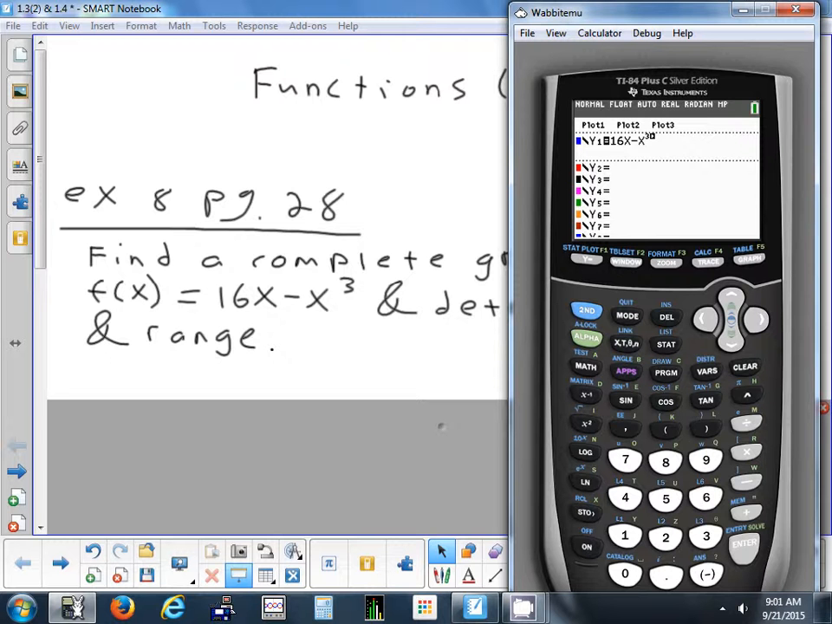Next thing is, I would start with zoom 6. That's going to give you that standard window from -10 to 10. And if anything's cut off, then we have to adjust it. All right, so it looks like this graph is making kind of an S shape. It's got two turns in it. What I'm going to do is zoom out a little bit. Let's set the y min a little lower, and set the y max a little higher. That should be high enough that we can see all the turns.